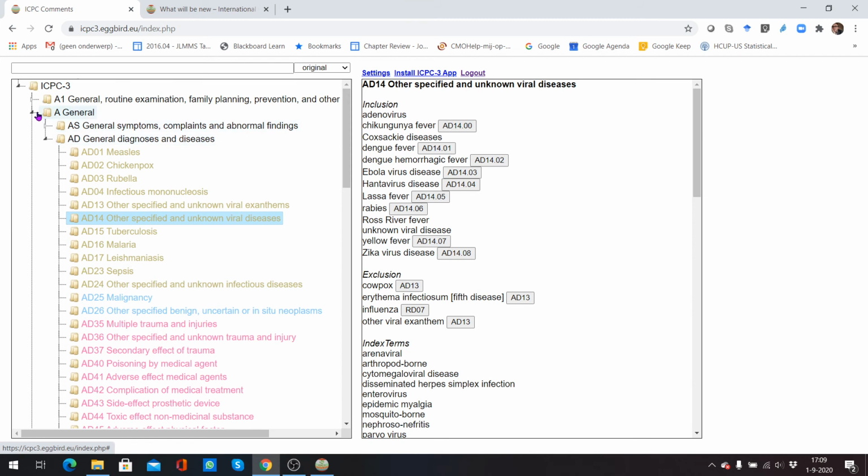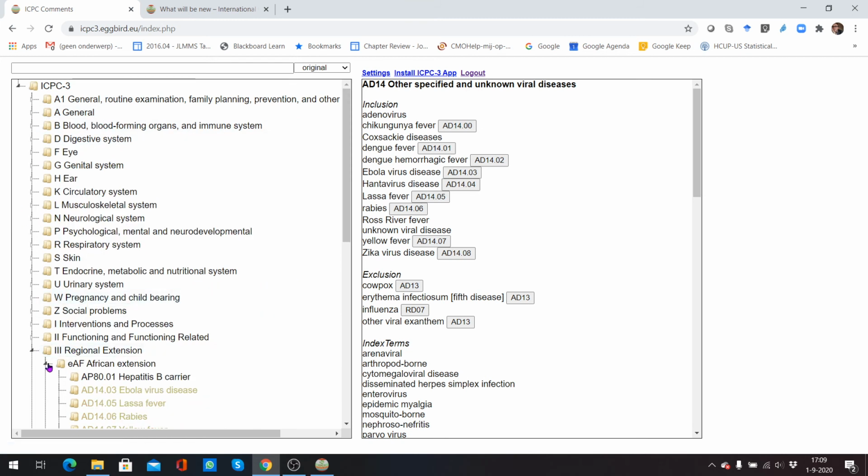At this moment, we have subsets for Africa, Europe, and South America. Chapter 4, Roman 4, the emergency codes. They contain classes with codes for new diseases that can be used in emergency situations of epidemiological importance, given the risk of spread of infections. And these codes are aligned with the ICD codes.